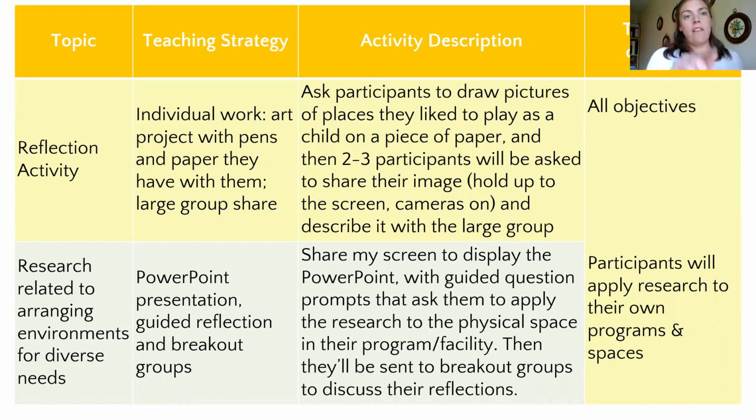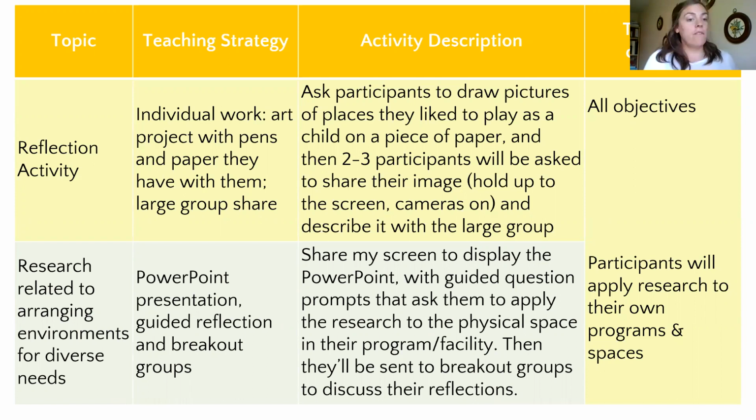The reflection activity is the topic. Your teaching strategy is individual work. They're going to do an art project with pens and paper that they have with them, and then they're going to do a large group share. The activity description is to ask participants to draw pictures of places that they liked to play as a child, on a piece of paper. And then you are going to ask 2 or 3 participants to share their image by holding it up on the screen with cameras on, and they're going to describe it to the large group. And again, that's tied to all objectives.